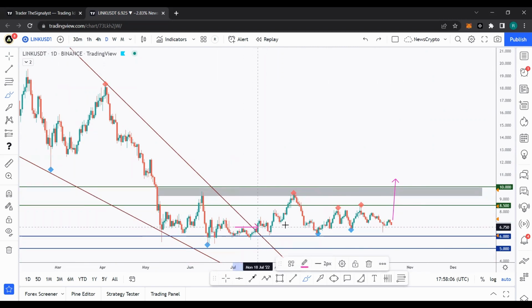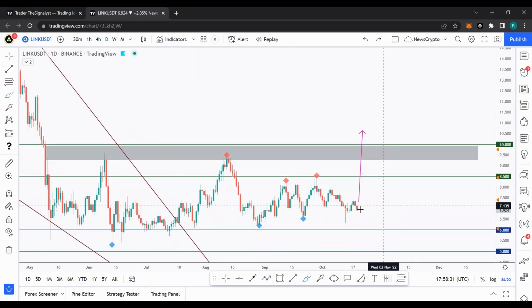Personally, I entered a small buy here, and then I was waiting for the price to break above this, which is the trend line and this high, and then I'd be adding more buys here. Unfortunately, that didn't happen previously, and we rejected this area. Since then we are stuck inside this range.